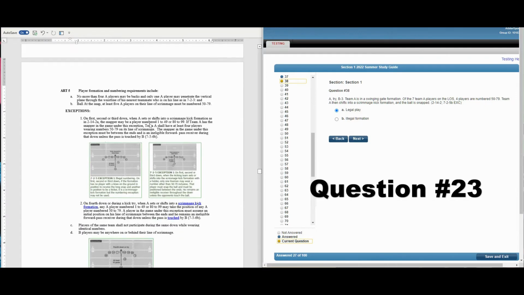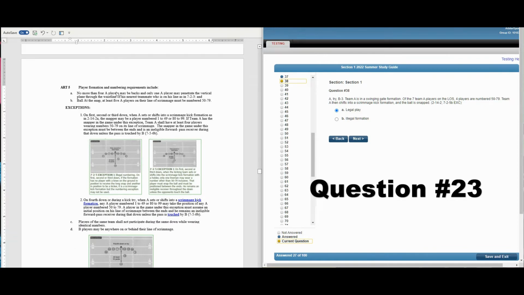Now, 725B discusses player formations and the numbering requirements. And it says no more than 4 A players may be backs. At the ball snap, at least 5 A players on the line of scrimmage must be numbered 50 through 79. You remember that we have 4 players numbered 50 through 79. So they're not legal yet. There is an exception, and since it's a try, this is the rule that applies.